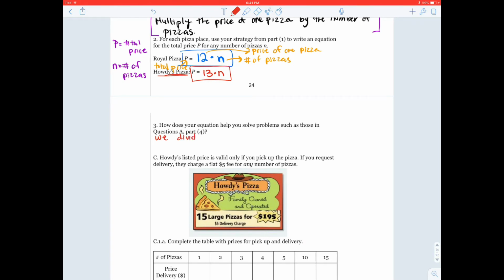So we could say here, we divided the total price by the price of one pizza to get the number of pizzas. To get the number of pizzas ordered. Okay.